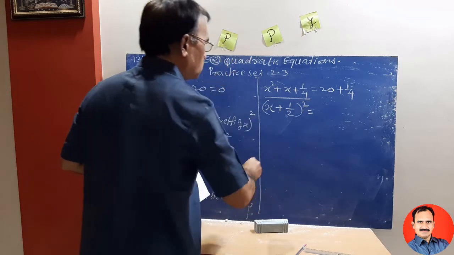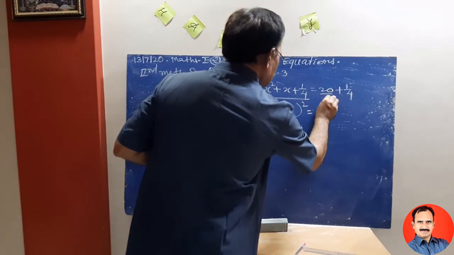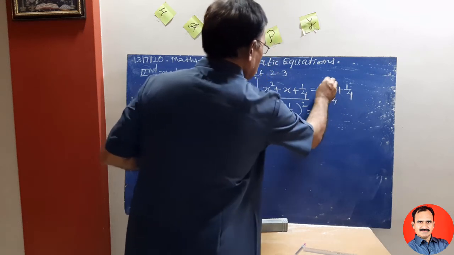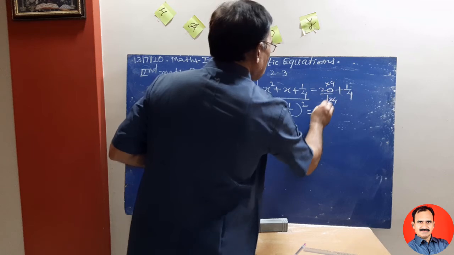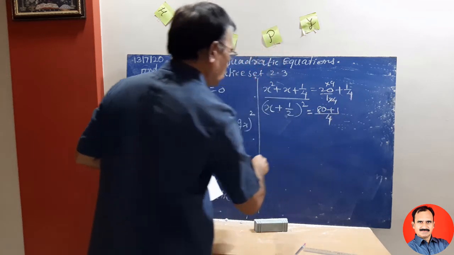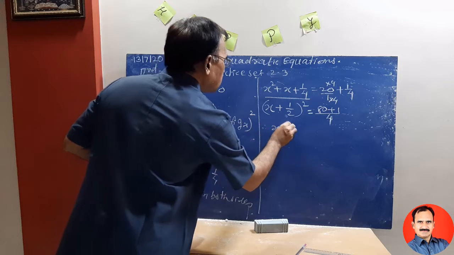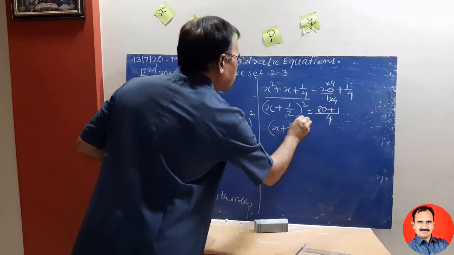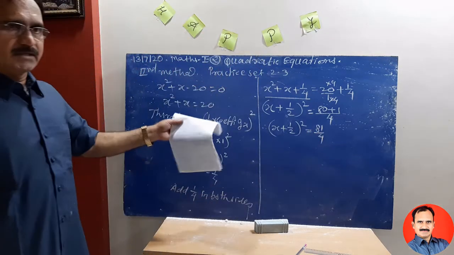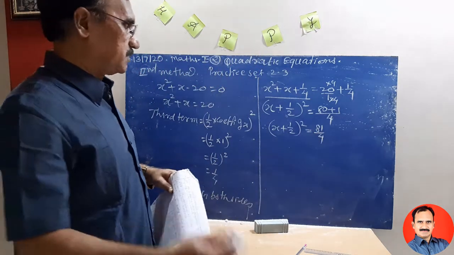whole square. Here 20 means 20 upon 1. Again, equate the denominator: 4 into 4, 4 twos are 80, plus 1, divided by 4. And therefore x plus half bracket square is equal to 81 upon 4. The answers will be the same, but the methods are different.